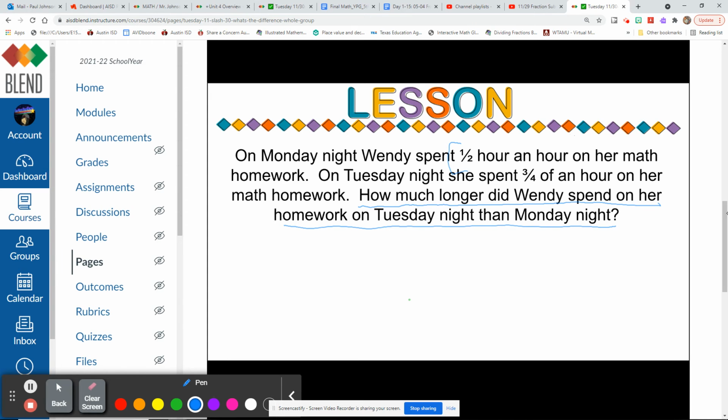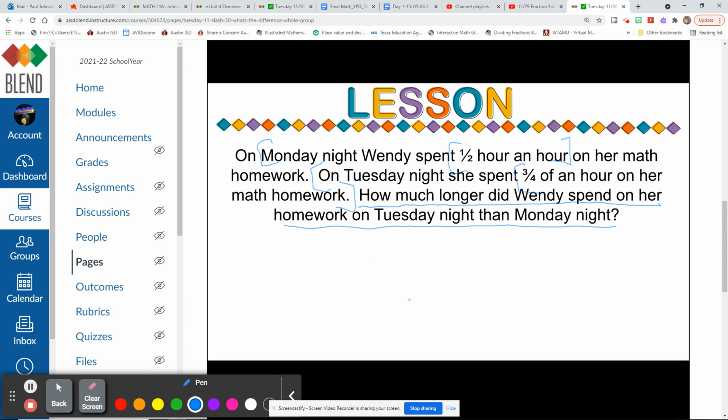So, our important information is half an hour on her math homework and then 3/4 of an hour on her math homework. Well, you know what? It is important which day, so let's include that information as well. Monday, half an hour. Tuesday, 3/4. So now we bracketed our important information.